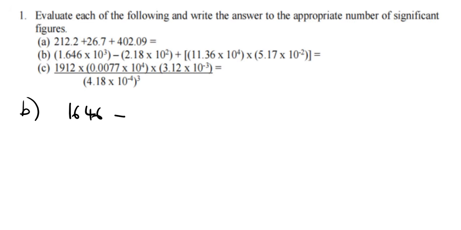Minus, then I've got 2.18 multiplied by 10 to the power 2. 10 to the power 2 is just 100, which means the point just moves 2 places. So here I'm going to have 218. Then we've got a plus there. We've got 11.36, then we're multiplying it by 10 to the power 4, which is 10,000, so the point is going to move 4 steps.